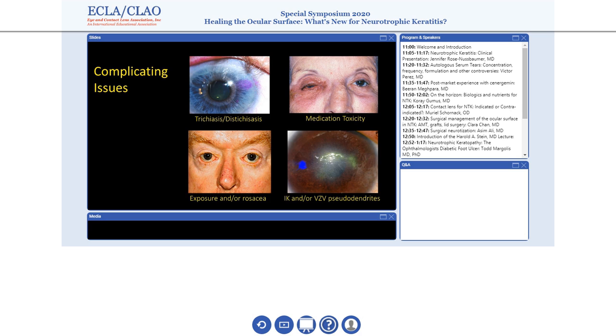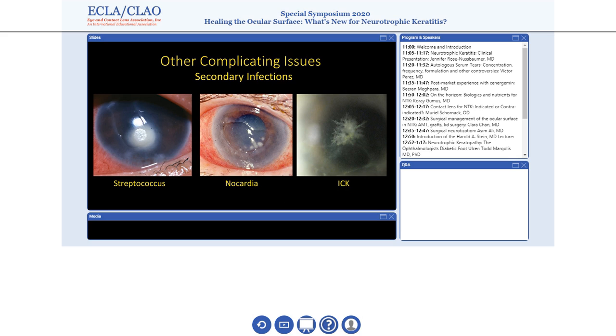Finally, interstitial keratitis that's active, or zoster active pseudodendrites, which are infectious, both complicate this whole problem. You got to treat these underlying issues if you're going to treat the underlying problem and improve the surface. You can't just slap a membrane on without taking care of these other things. You can get a secondary infection. Here we've got Streptococcus, Nocardia, and ick in these cases. And actually taking care of these is extremely important if you're going to manage them.